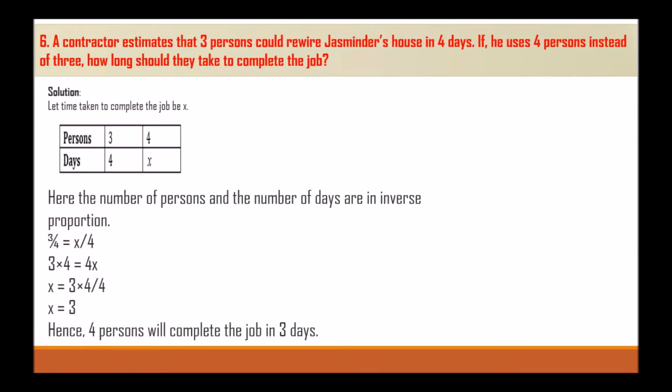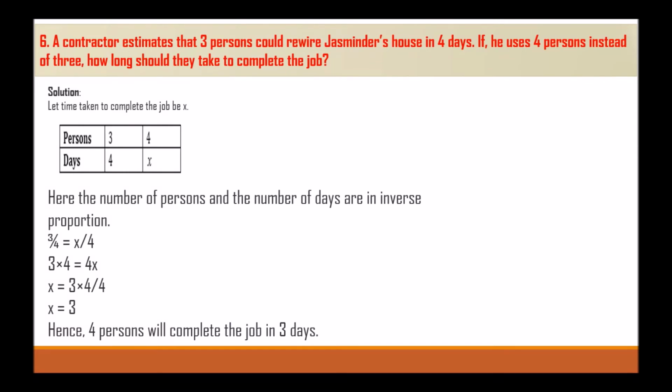A contractor estimates that 3 persons could rewire Jashminder's house in 4 days. If he uses 4 persons instead of 3, how long should they take to complete the job? So let the time taken to complete the job be x. Here the number of persons and the number of days are in inverse proportion.